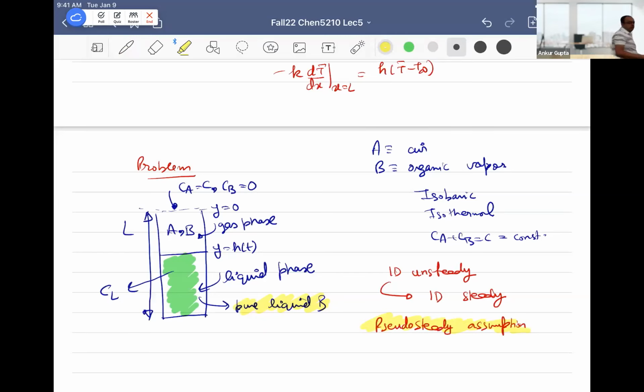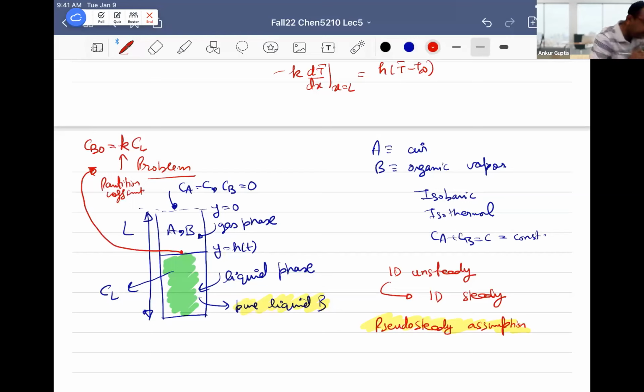So this is a study. This is the assumption we make that this is a pseudo steady. So before I proceed further, can someone tell me what is the concentration of organic vapor at the liquid interface? Partition. Great. So this will be some partition coefficient times CL. But for simplicity, I'll just refer to it as CV naught.